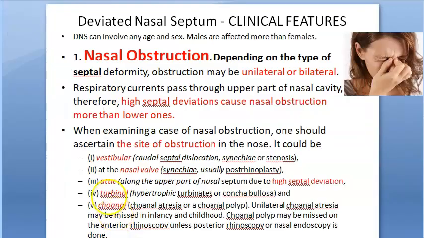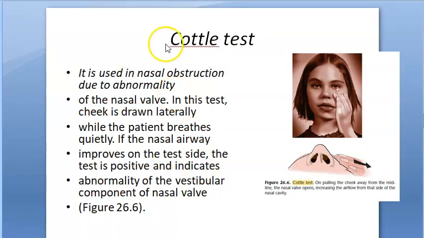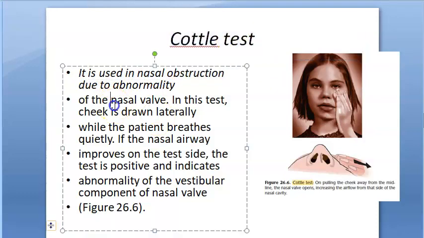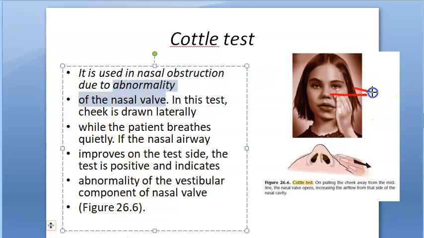Nasal valve, at the level of the nasal valve, they are telling synechiae, usually post rhinoplasty. Let us look at this one. Post rhinoplasty, it can happen at the nasal valve. So they have the Cottle test here. It is used in nasal obstruction due to abnormality of the nasal valve. The cheek is drawn laterally while the patient breathes quietly. If the nasal airway improves, that means the test is positive. So if the nasal airway is improving, let us say it is positive.